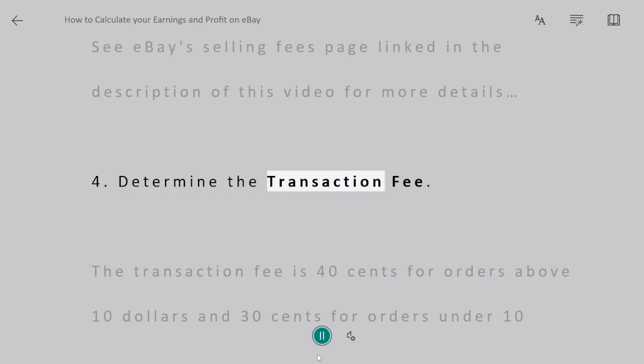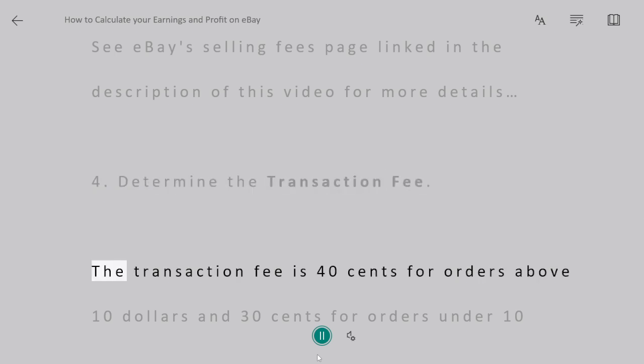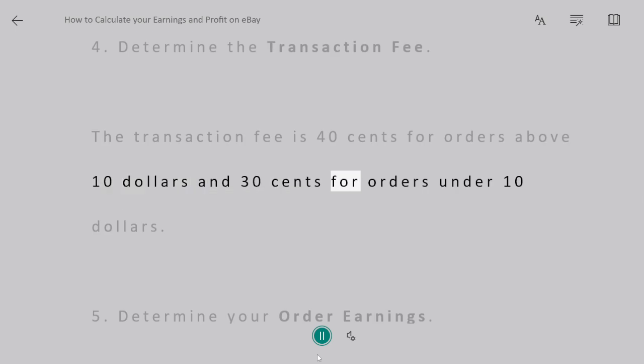4. Determine the transaction fee. The transaction fee is 40 cents for orders above $10 and 30 cents for orders under $10.